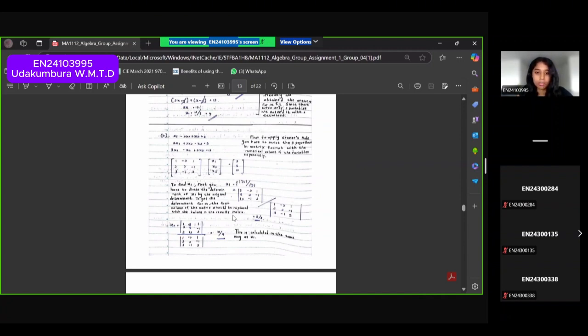This will be repeated in similar ways by replacing columns 2 and 3 with the resultant matrix to obtain values for x2 and x3.